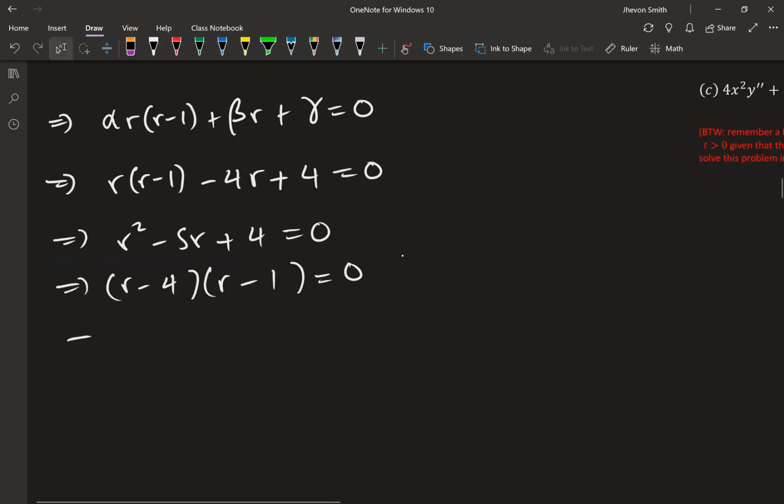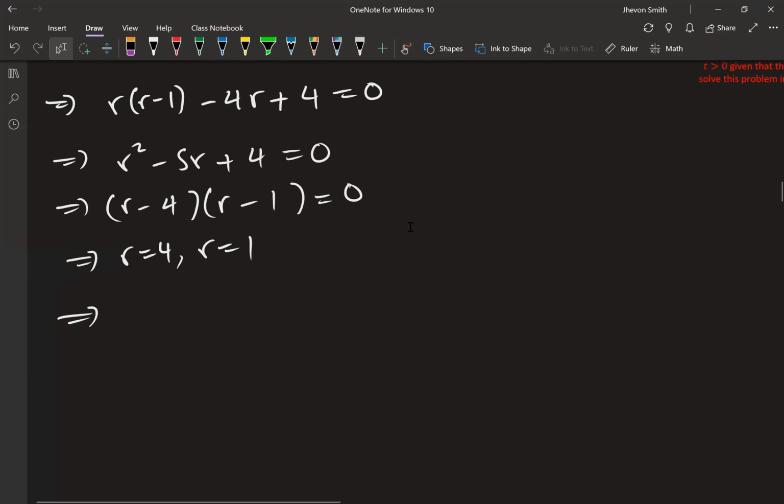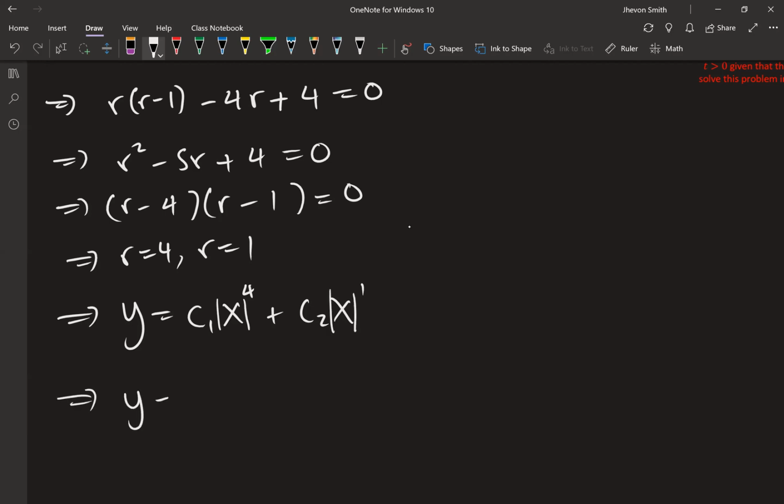So now notice that I would get r equals 4 or r equals 1, which leads me to the assumption, since my y was x to the r, it's c1 x to the r, which is 4 in one case, plus c2 x to the 1 in another case. And I put the absolute values around these. Now x to the 4 is going to be fine without absolute values, but make sure I leave them on here.